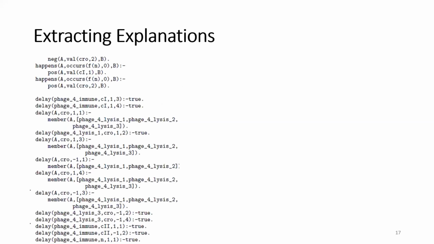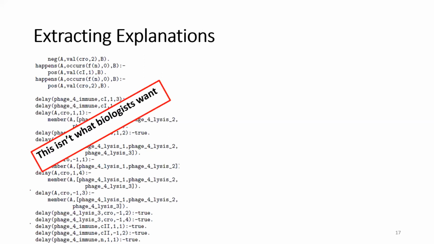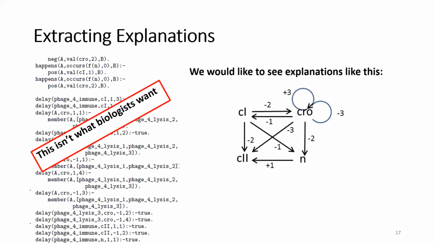So now at the end of all this, you get a long set of clauses like this, some happens predicates, some delays. All these are actually really the output of some ILP program. But this is not really what a biologist wants. We actually extract explanations automatically from these in the form of influence or interaction graphs.